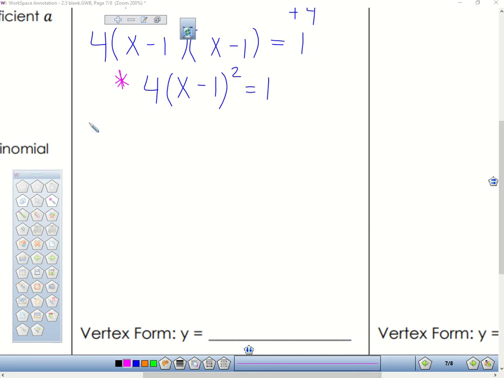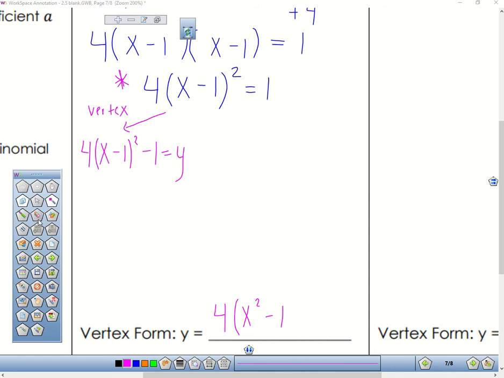So from here, let's say we're going to do the vertex this way. So the vertex form is actually very easy. All you have to do is get the 1 to the other side. So how can I get this 1 to the other side? Subtract it. So it's going to be 4 times x minus 1 squared minus 1 equals y. And that's your vertex form. So all you have to do is subtract or add that one number over. And then you have vertex form.